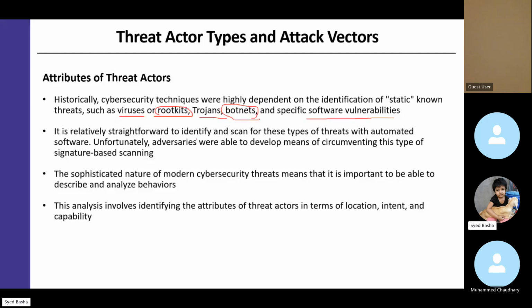It's very straightforward to identify and scan these types of threats with automated software. But there are many adversaries who develop means to circumvent this type of signature-based scanning. So not all antivirus can capture this kind of attack or virus. Some viruses are specially designed to circumvent, meaning to bypass, some types of scanning.